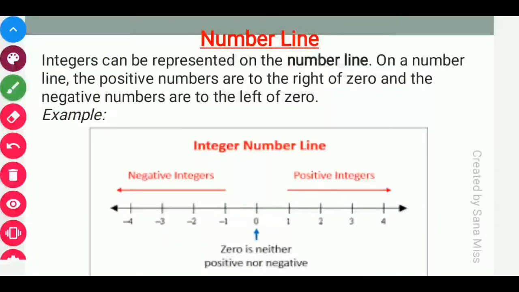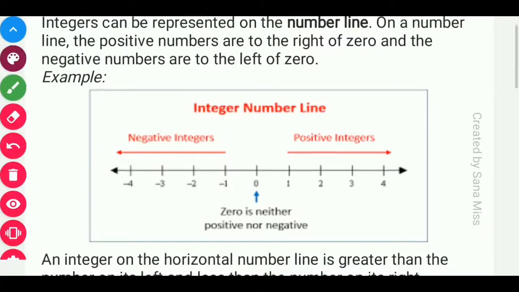So children, today we will learn about number line. Integers can be represented on the number line. On a number line, the positive numbers are to the right of 0 and the negative numbers are to the left of 0, as you can see in the diagram here.